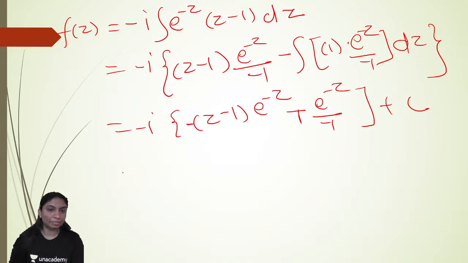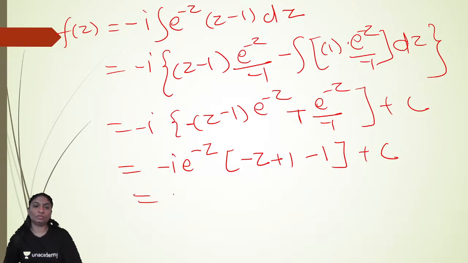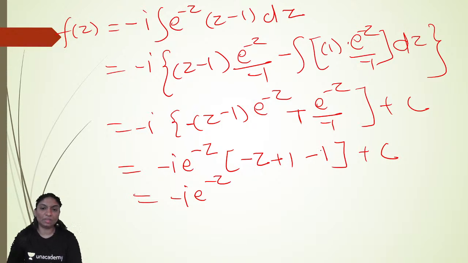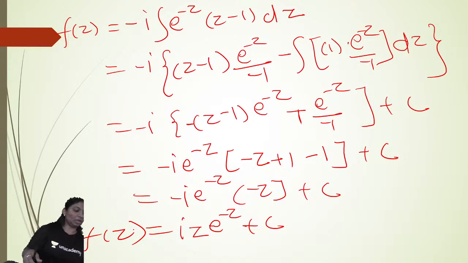So you will get here i into bracket minus i e raised to minus z into bracket minus z plus 1 minus 1 plus c, right? Minus i e raised to minus z, plus 1 minus 1 cancel out, into minus z plus c. The minus minus becomes plus. So i z e raised to minus z plus c. This is your f of z. Okay. So f of z is equal to this.